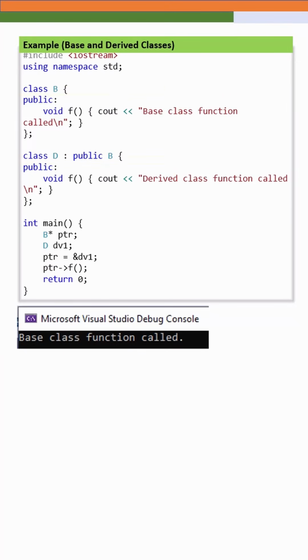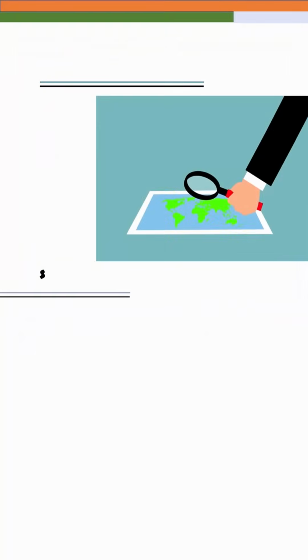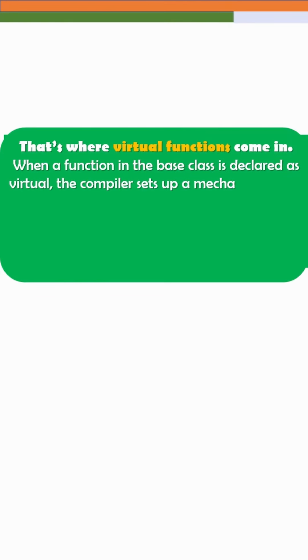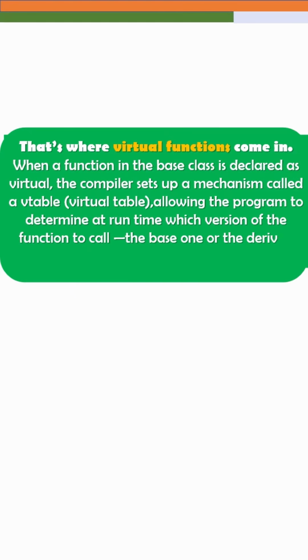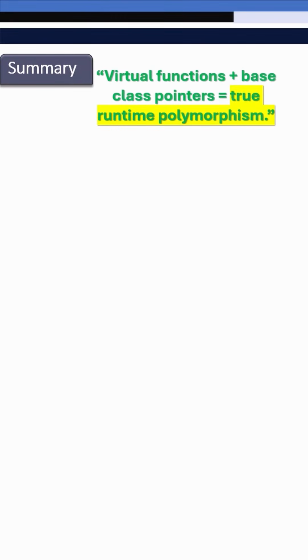We want the function that is called to depend on the actual object in memory, not just the pointer type. So that is where virtual functions come in. When a function in a base class is declared as virtual, the compiler sets up a mechanism called a vtable, or a virtual table, allowing the program to determine at runtime which version of the function to call, that is either the base one or the derived one. So this is basically the essence of dynamic binding or runtime polymorphism.